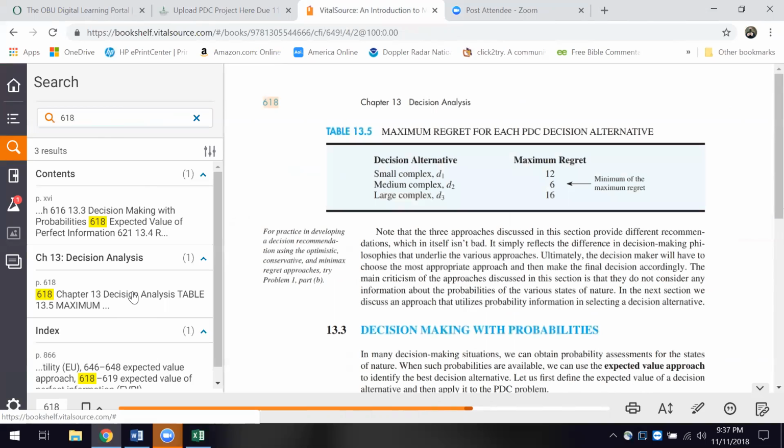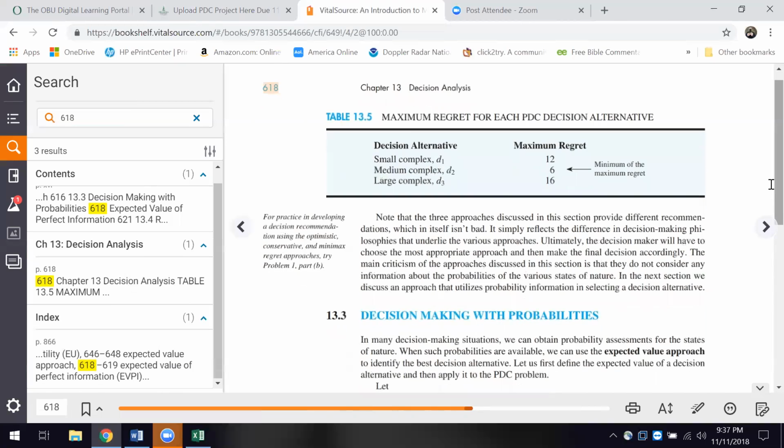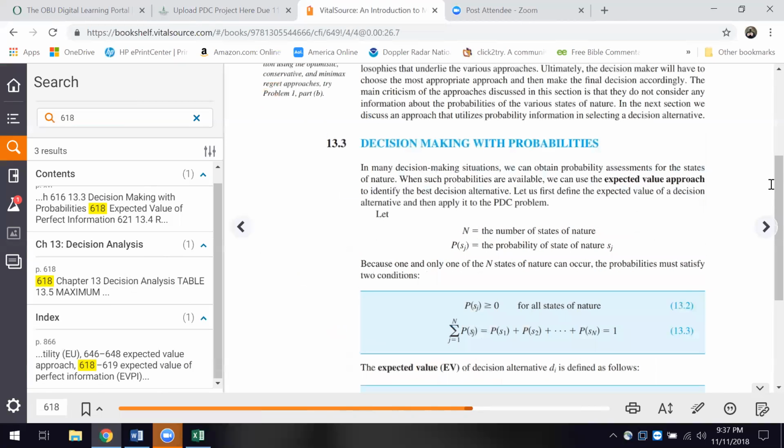Now, here's the most basic tool that we use when we talk about working with a decision. What we're looking at is the end game in terms of a maximum regret, where we try to minimize our maximum regret. In other words, we try to cut our losses. Now, here's decision making with probabilities, and it gives us some of the theorems for that.